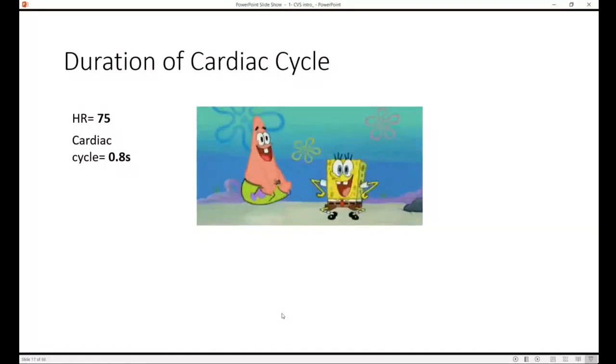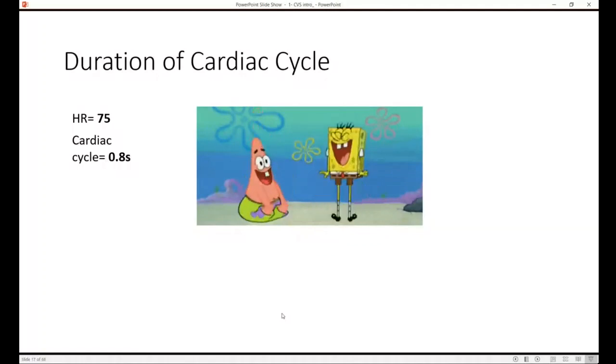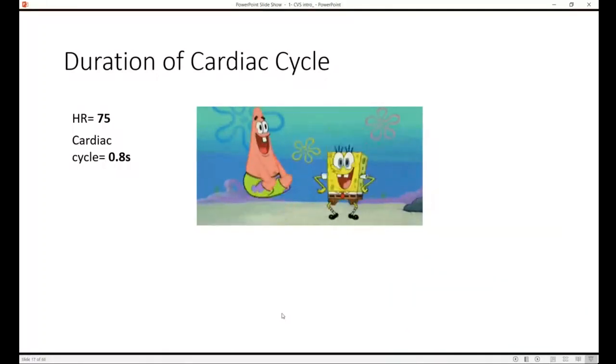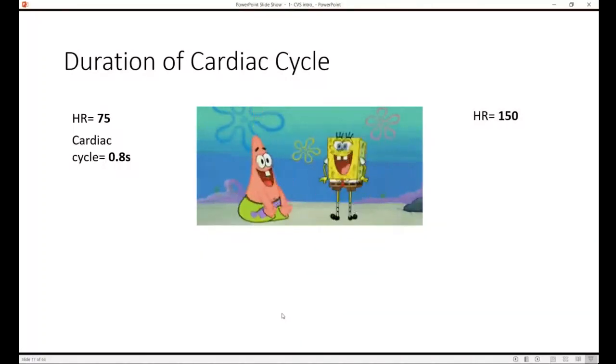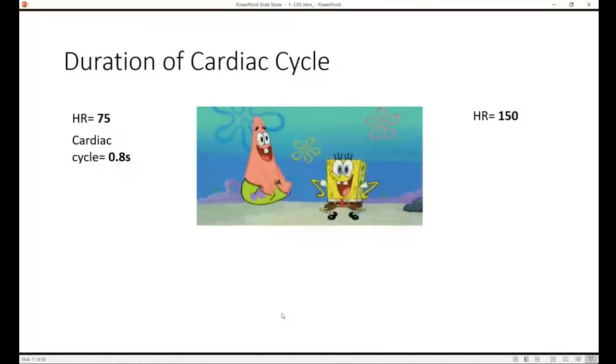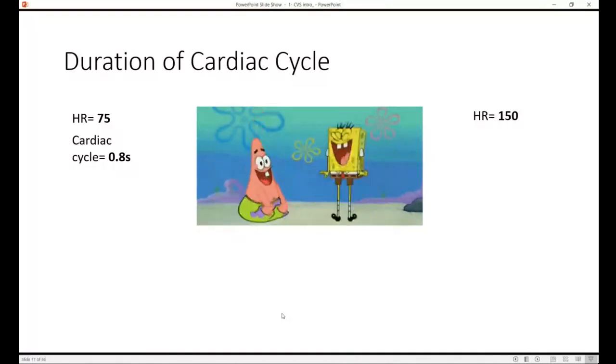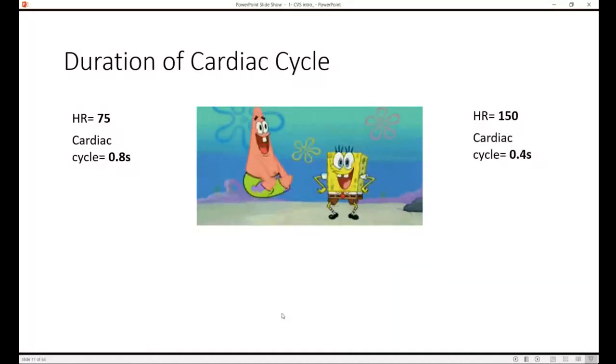Now, if you start doing what they are doing, what will happen to your heart rate? Increase. Okay, for example, your heart rate becomes 150. What will happen to the cardiac cycle? How long will the cardiac cycle be? Anyone? It will become shorter because the heart has to beat 150 times in a minute. So it will become 0.4 seconds for one cardiac cycle.